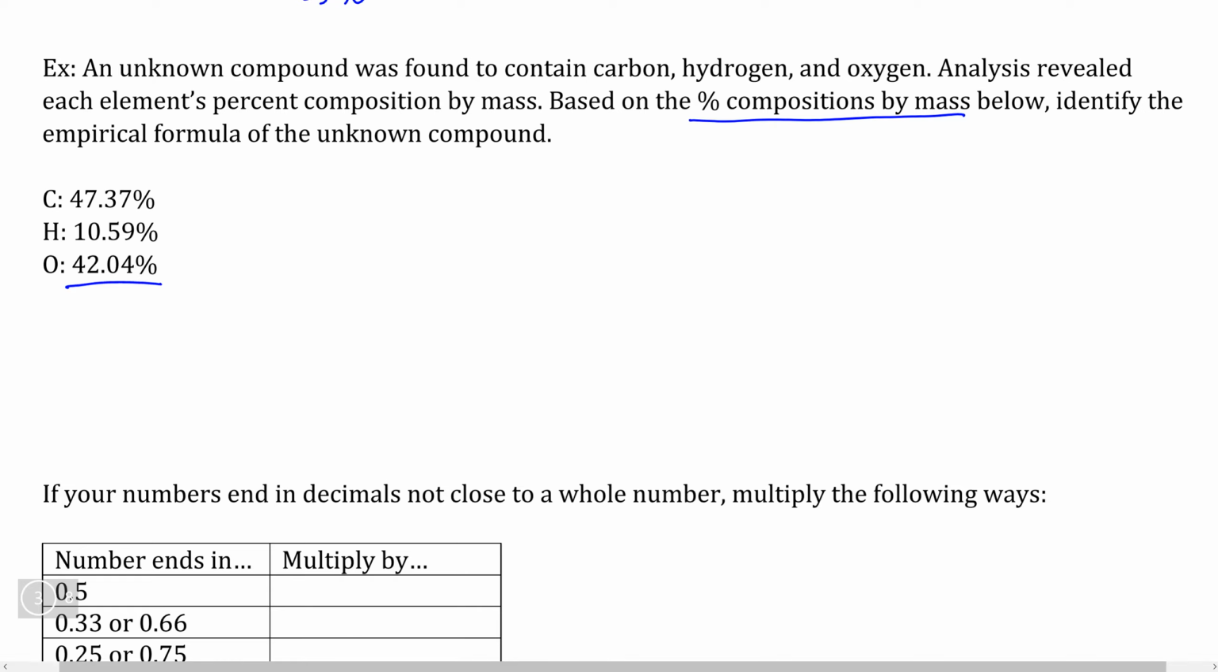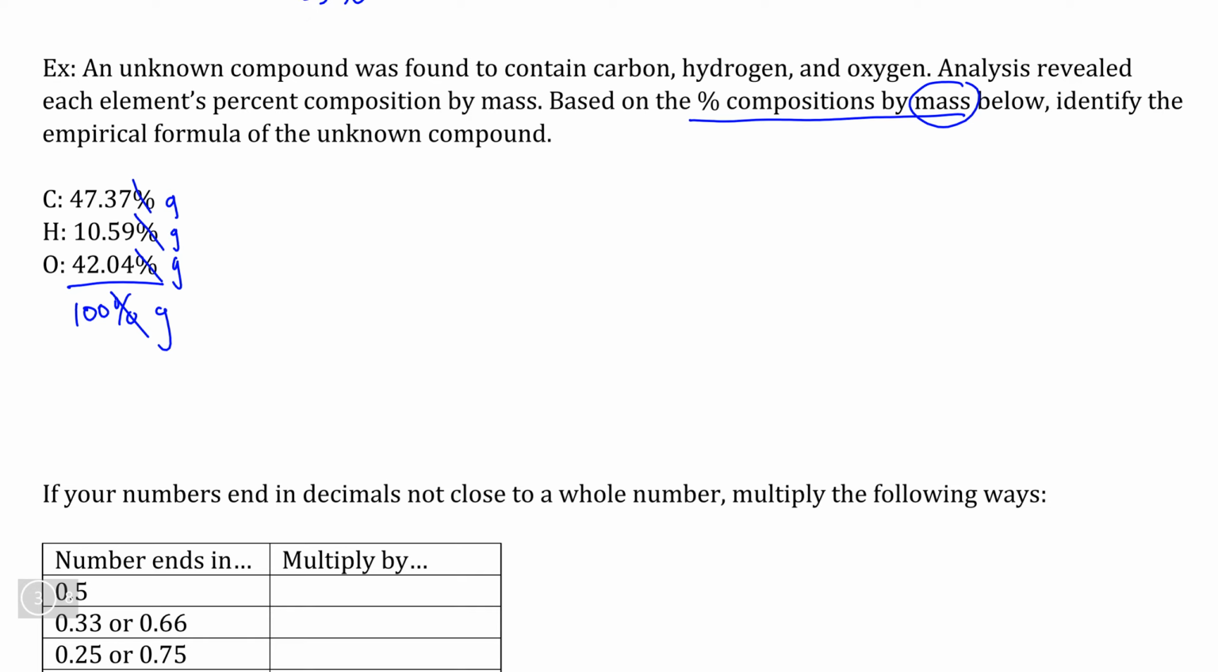We know that the total of these percentages is going to be 100%. And we know that these are percent compositions by mass. So the way that we cheat is we say we're not looking at percentages at all. We're looking at a 100-gram sample. And because these are percentages, if our sample's total mass was 100 grams, each of these percentages would correspond to a mass in grams, and we can solve the question exactly the same way.